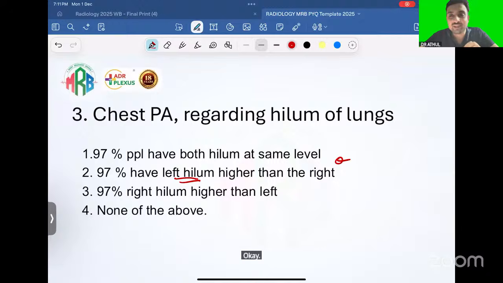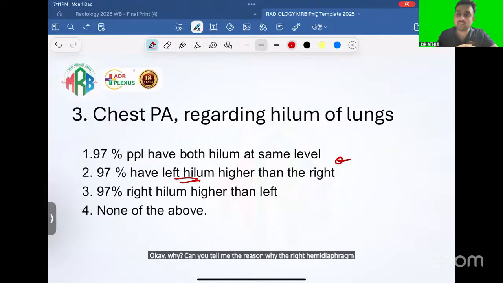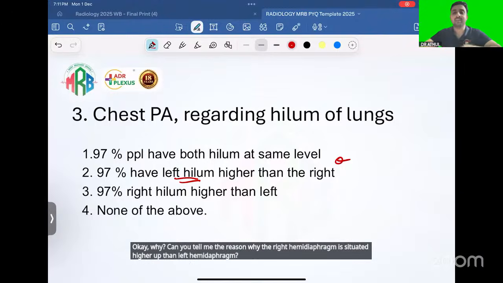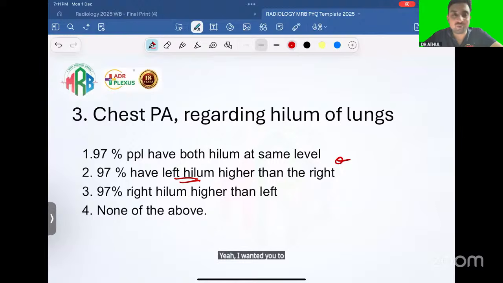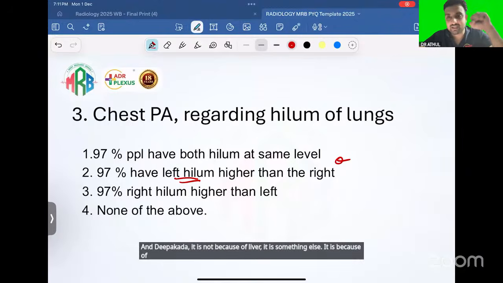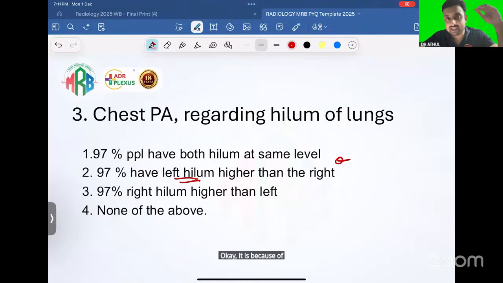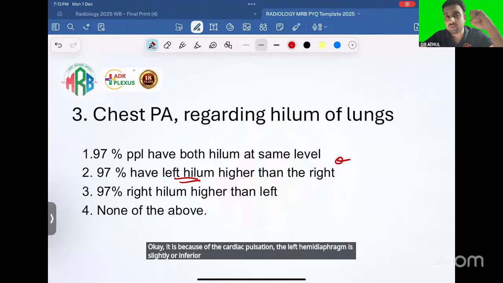Okay, why? Can you tell me the reason why the right hemidiaphragm is situated higher up than the left hemidiaphragm? Yeah, I wanted you to tell the liver. No, it is not because of the liver. It is something else. It is because of the cardiac pulsation. The left hemidiaphragm is slightly or inferiorly positioned because of the constant cardiac pulsation. Don't think that the liver is sitting under that and pushing it above. It is the constant cardiac pulsation.